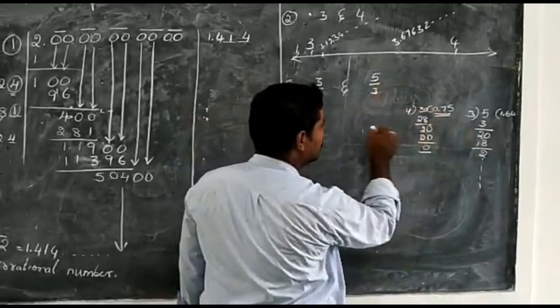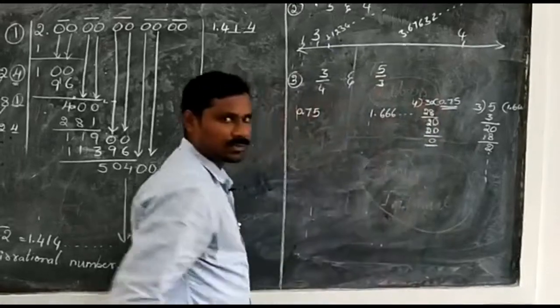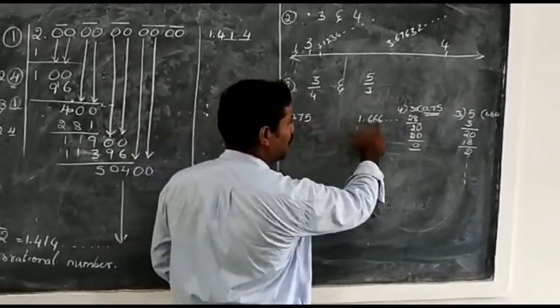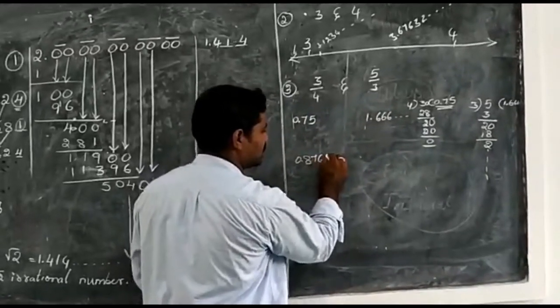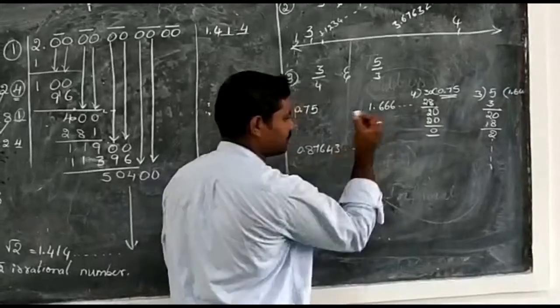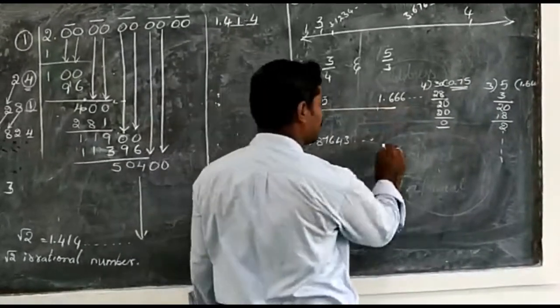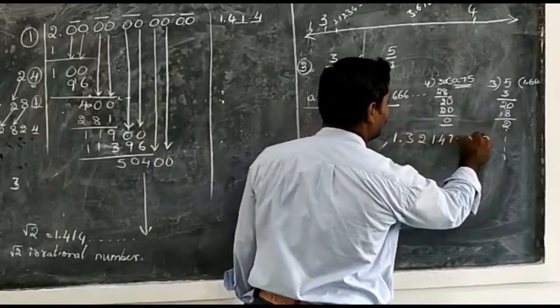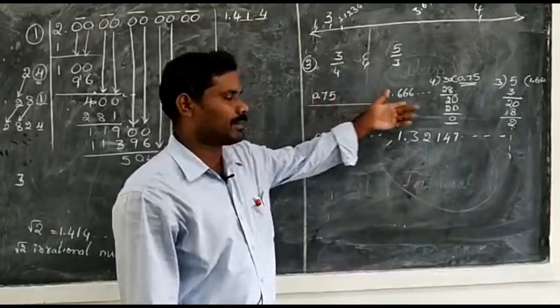Now this value is 1.666 and so on. Now I want an irrational number in between these two, 0.75 and 1.666. I am taking 0.8763 and so on. It is one of the irrational numbers in between these two. And we can take one more number, 1.32147 like this. These two are irrational numbers in between these two numbers.